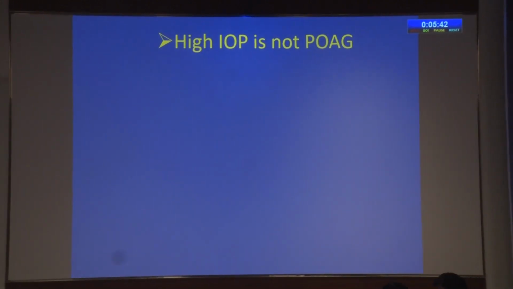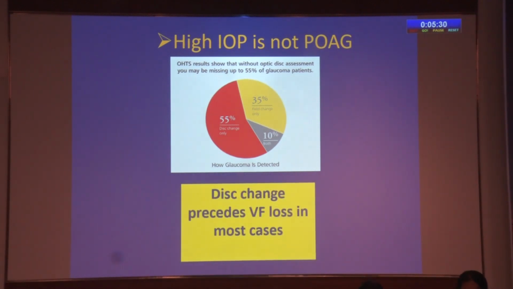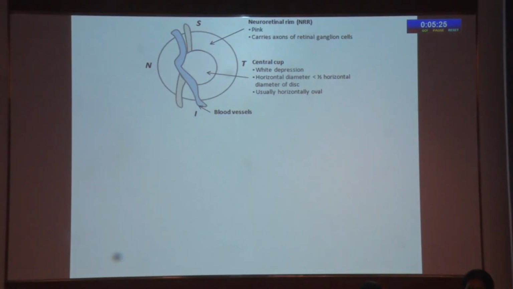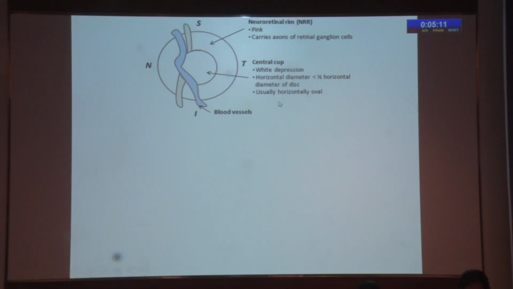Anyway, high intraocular pressure is not primary open-angle glaucoma, and we've seen many a time that a patient might come to you with high intraocular pressure but does not have any other glaucomatous features. So disc changes precede visual field loss in most cases. That's the normal disc that you see, the neuroretinal rim, which generally is pink and carries axons of the retinal ganglion cells, and the central cup, the white depression. The horizontal diameter is less than the vertical diameter, and usually the horizontally oval is the normal cup.